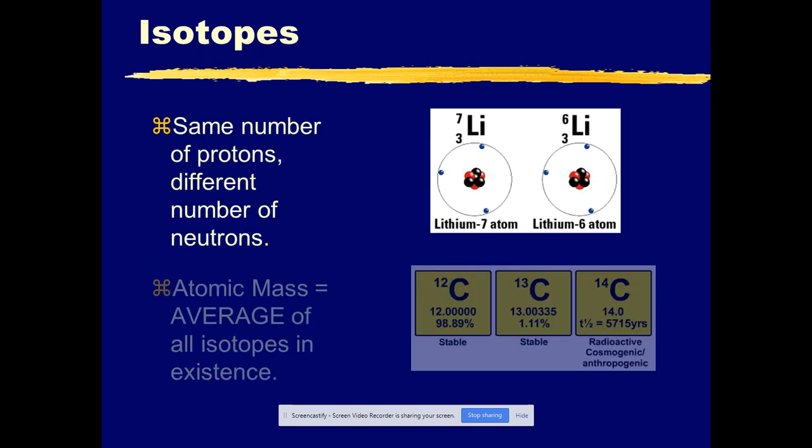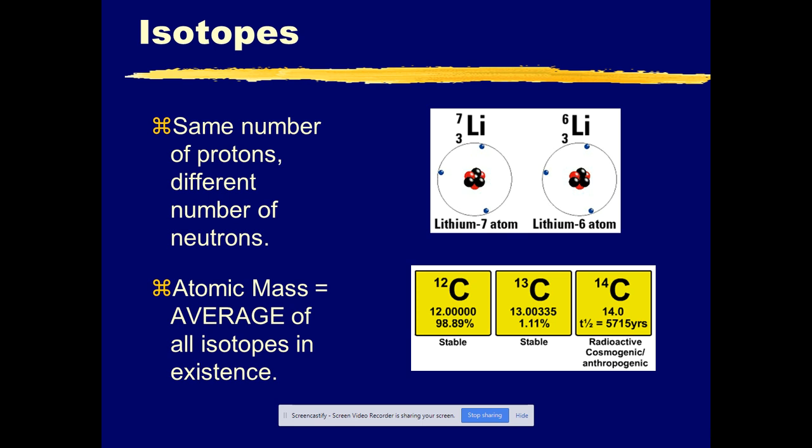Isotopes are elements that are identical in terms of the number of protons, but have a different number of neutrons, and this manifests itself in terms of the mass number. And here we define atomic mass, the average of all the isotopes in existence. You can look at the atomic mass on the periodic table and get an inkling of the relative abundance of particular isotopes. For example, the atomic mass of carbon is 12.01.